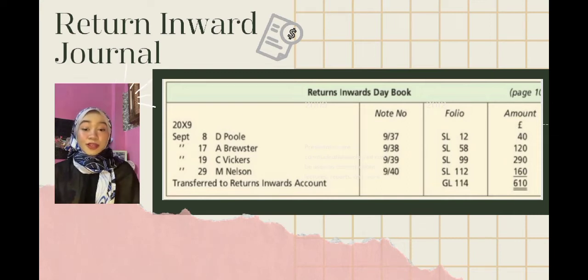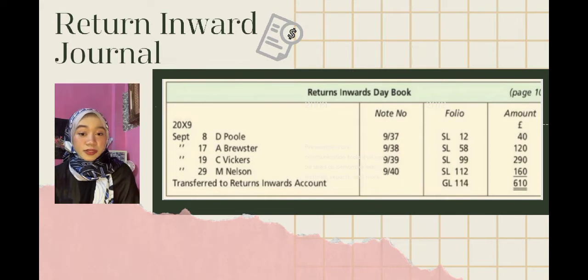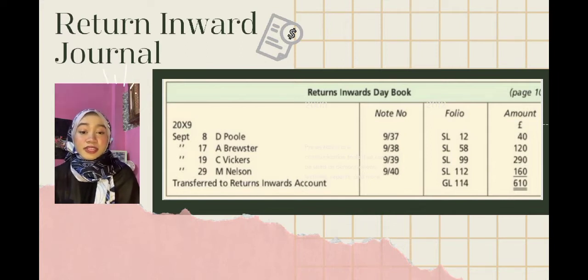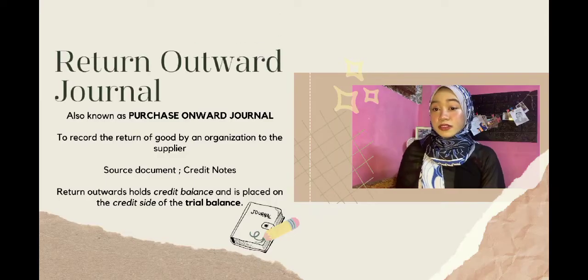Here I will tell you how to make a returns inward journal. There are several important things that you have to state in order to complete your returns inward journal. First things first, you have to mention the title of the journal, which is returns inward journal. In the first column, you have to state the date, followed by the details, the note number, folio, and amount. And also, you have to mention the things you have done that day, such as transferred to the returns inward journal.